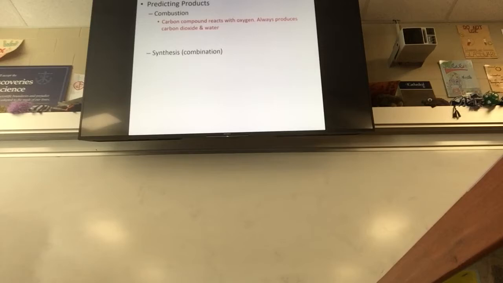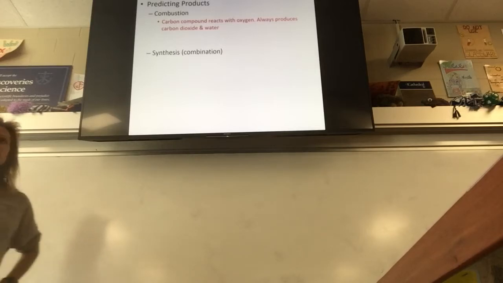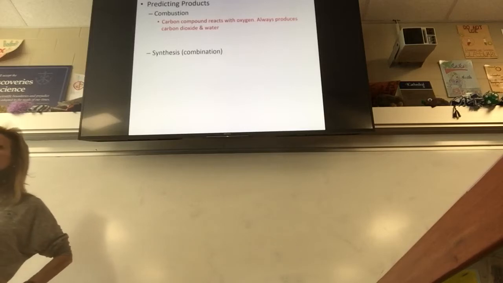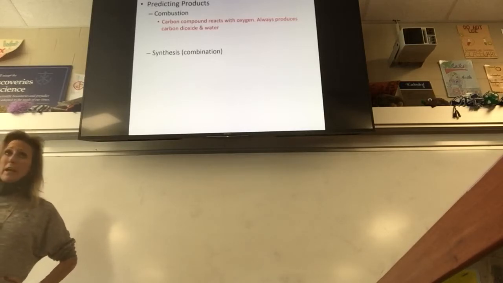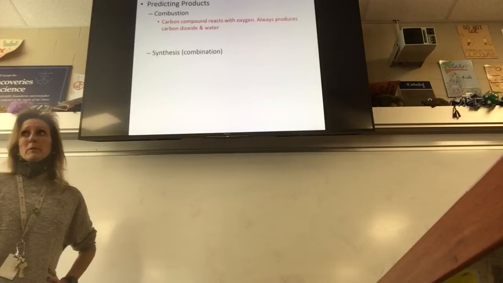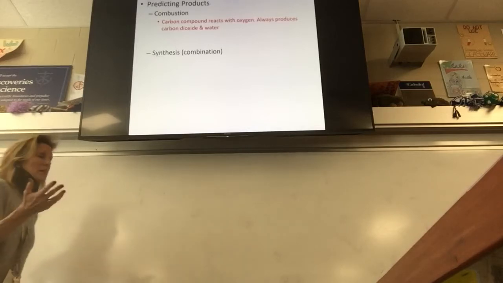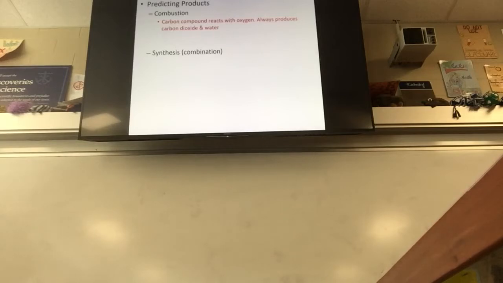So again, as we talked about last week with the different types of reactions, anytime you see some type of carbon compound, and if it's an alkane, you'll be expected to know that formula. If it's not an alkane, I will give you that formula. But anytime you see a carbon compound and oxygen, it's combustion, and it's going to form carbon dioxide and water.